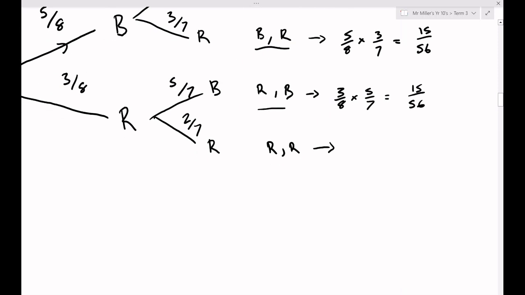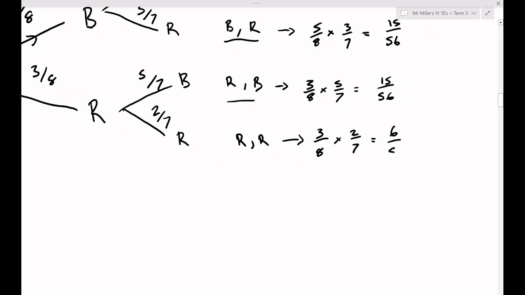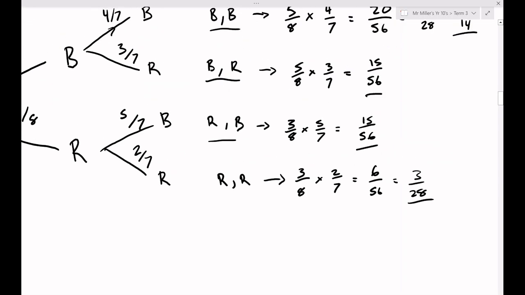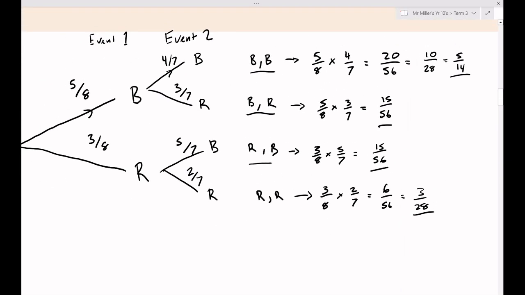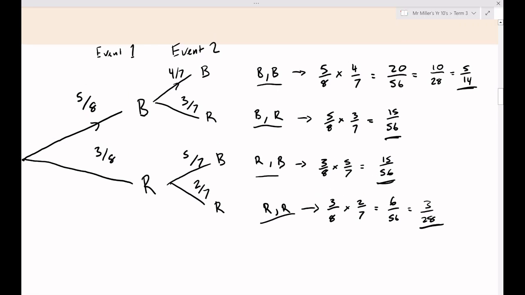Finally, red then red, that's going to be 3 on 8 times by 2 on 7. This is going to be 6 on 56. And we can simplify this to 3 on 28. Okay, so we've gone through, found out all of our possible outcomes, our sample space, and we found the probabilities of each of these outcomes.